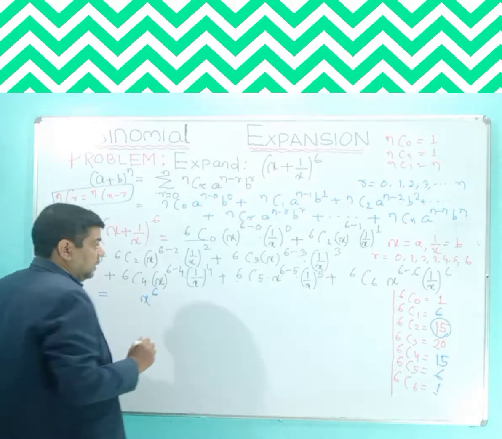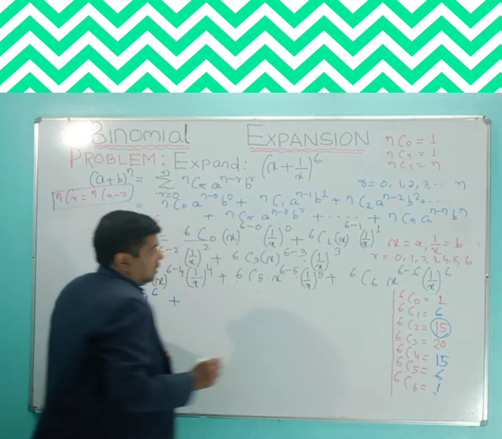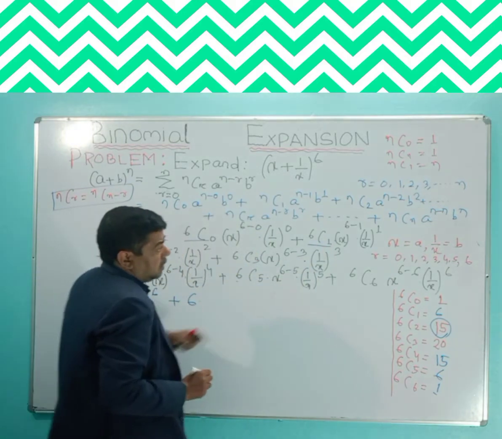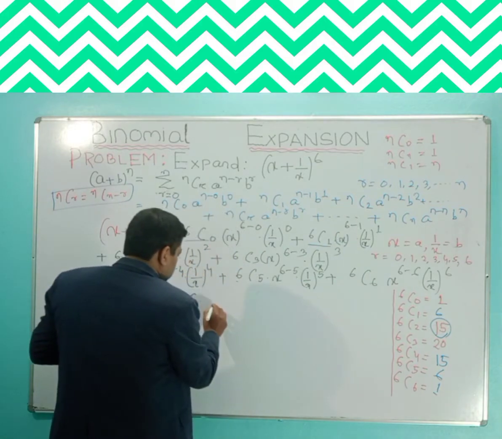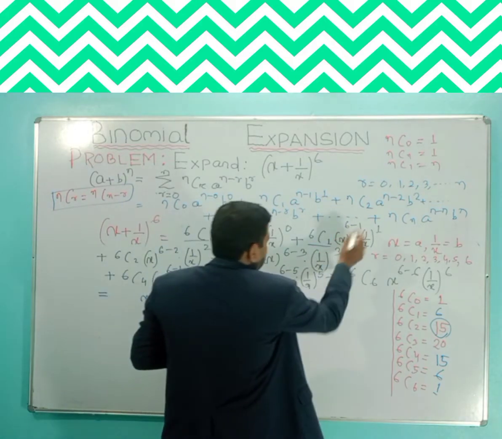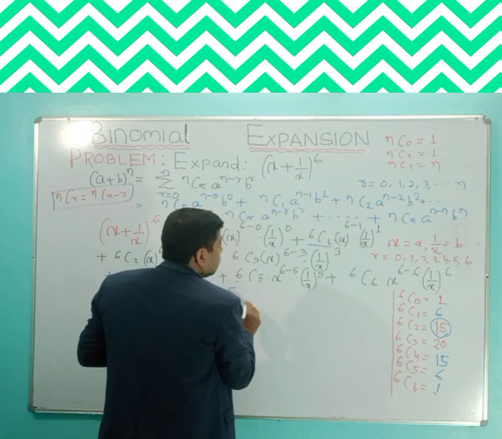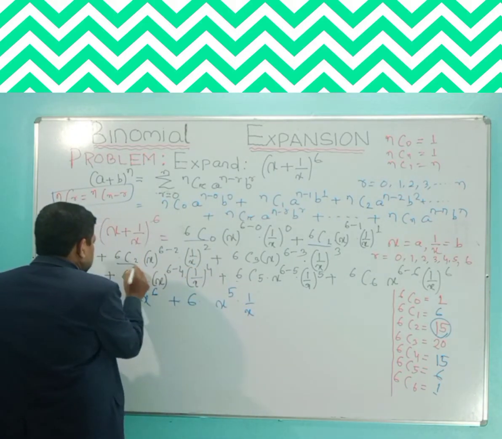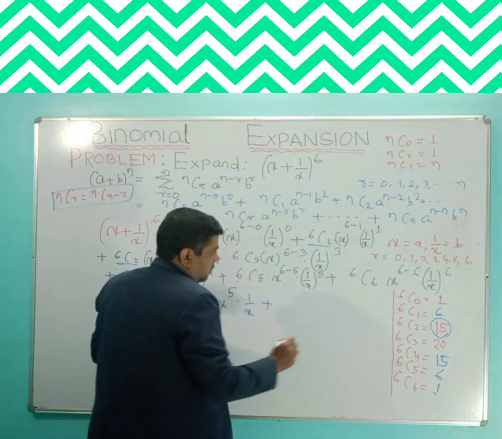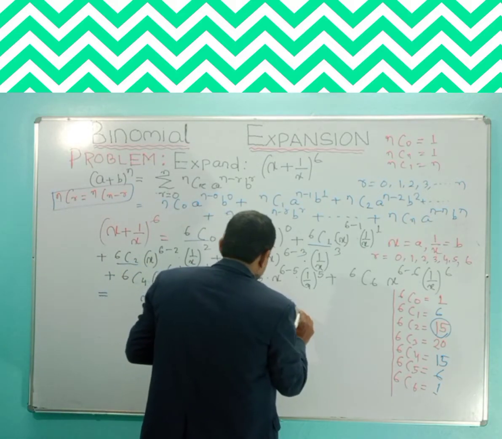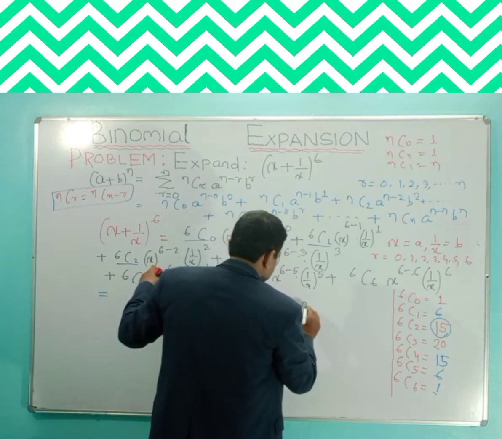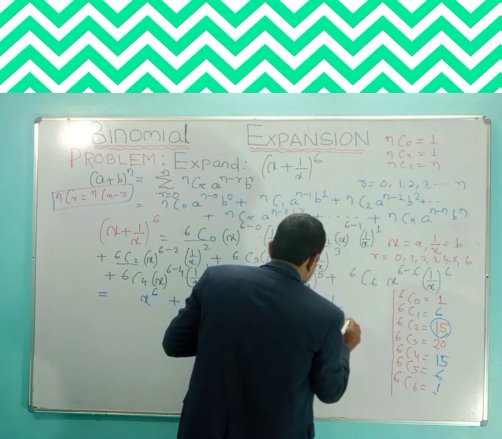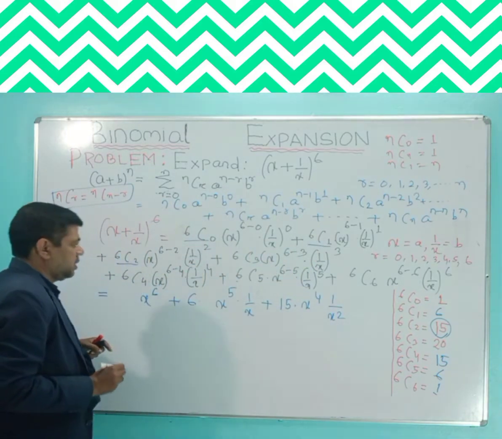Is it clear? Then plus 6c1. 6c1 value is already 6, then x to the power 6 minus 1 is 5, into 1 upon x. Then after that plus 6c2. The value of 6c2 is 15, so it will be x to the power 4 into 1 upon x square, because 1 upon x whole to the power 2 is 1 upon x square.